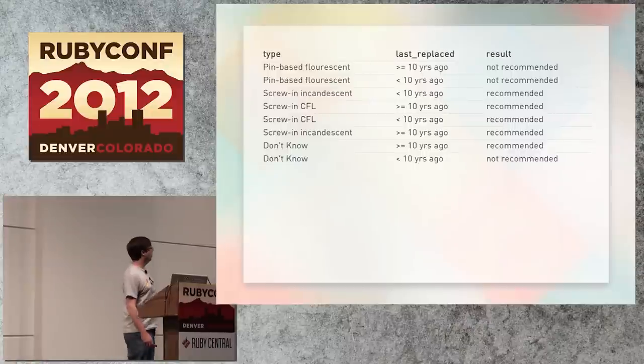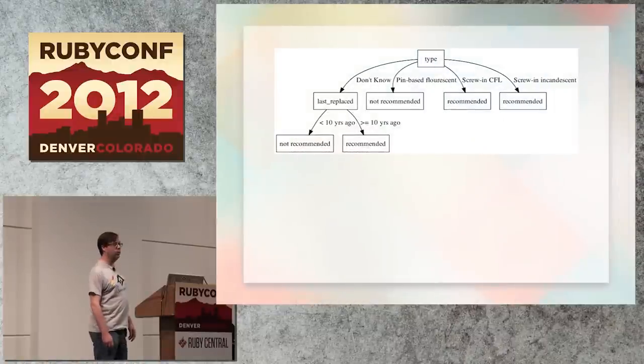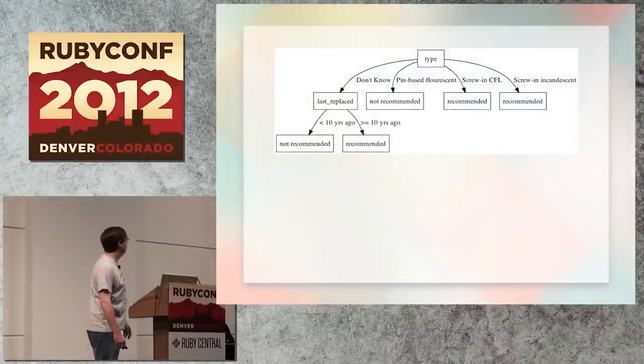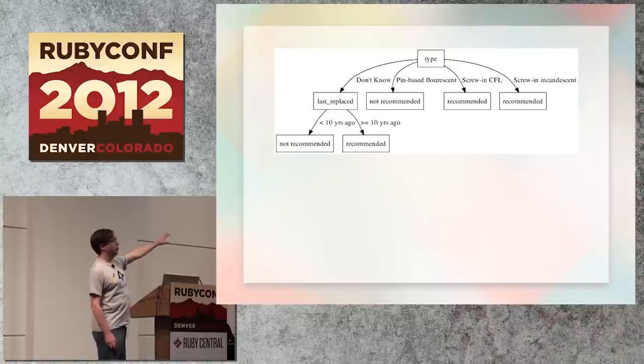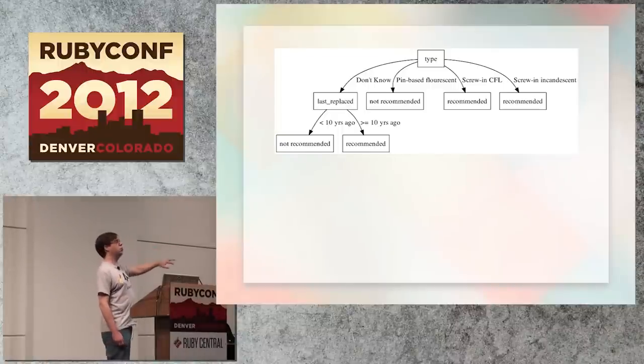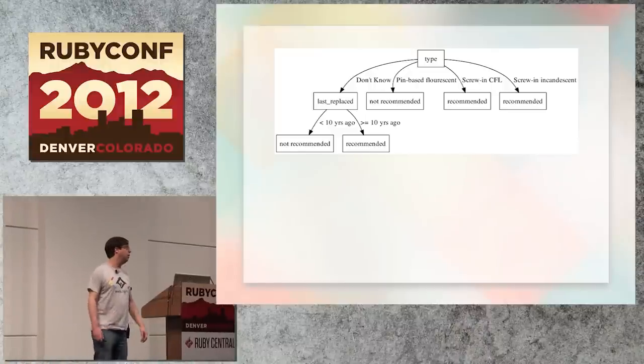So if we just look at this table, it's pretty obvious what the decision tree for it is going to look like. It's going to look something like this. Ooh, and that's off the edge of the screen. That's so sad, but not too bad. I can tell you what it's about. Basically, I look at the type first, and if it's one of those types I know the outcome for already, I'm done. If it's don't know, then I have to fall through and look at the last replaced and then make the decision based on that. So that's just a tree-based representation of the table we were looking at just a second ago.